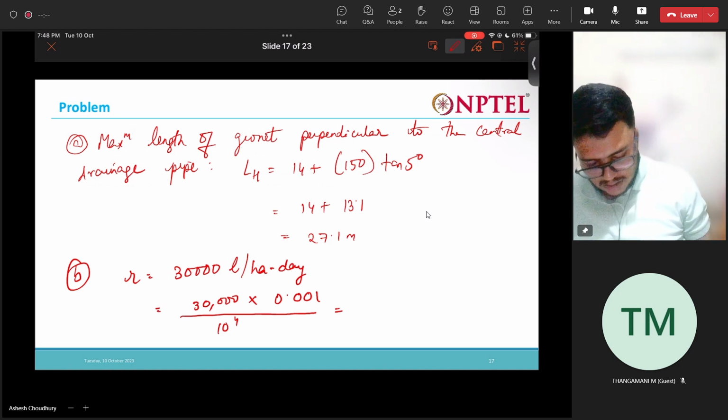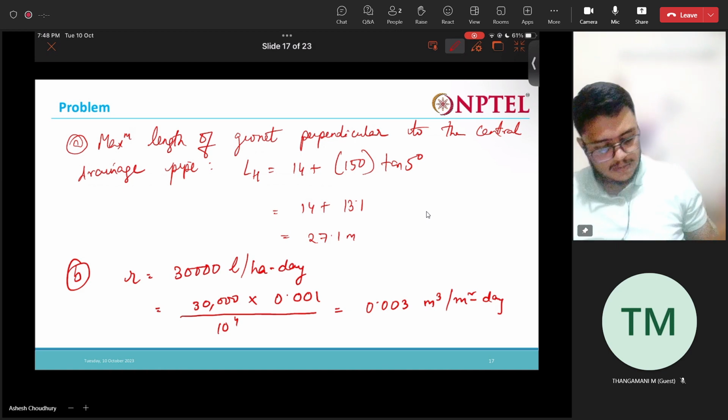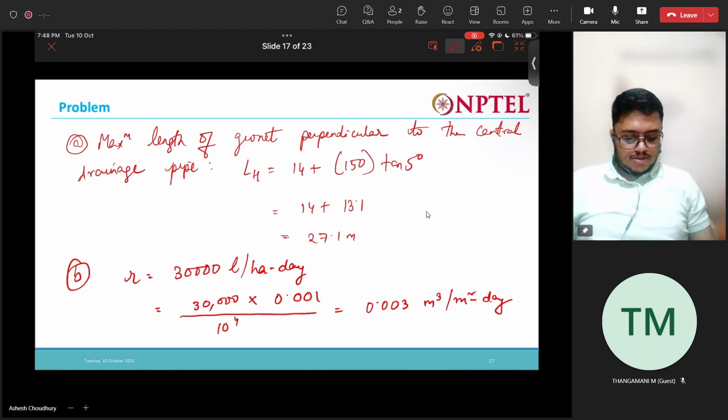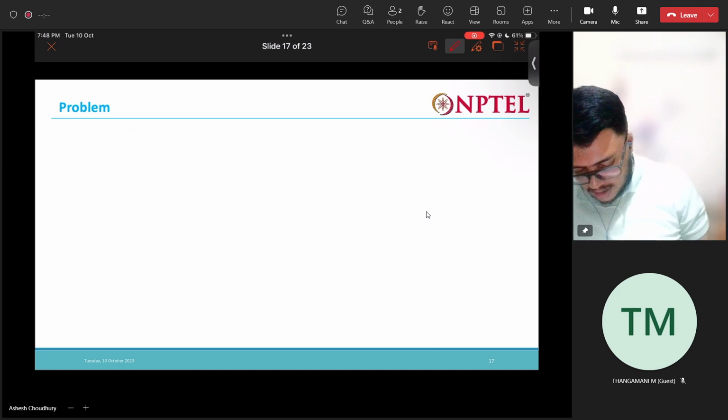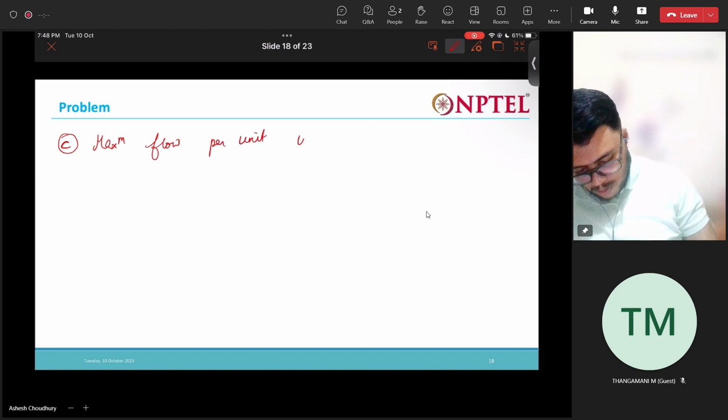It is 0.003 meter cube per meter square per day. Okay, so this is the flow that is happening. Now we need to convert the maximum flow per unit width. It is Q required. It's nothing but R into LH.